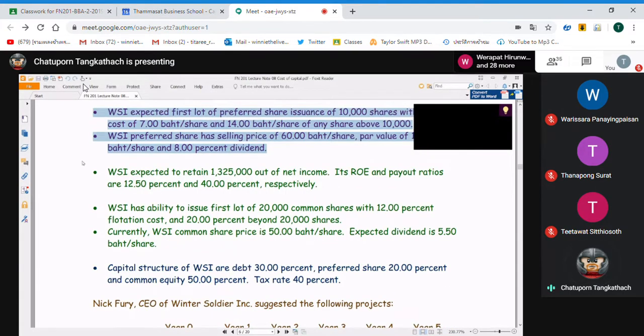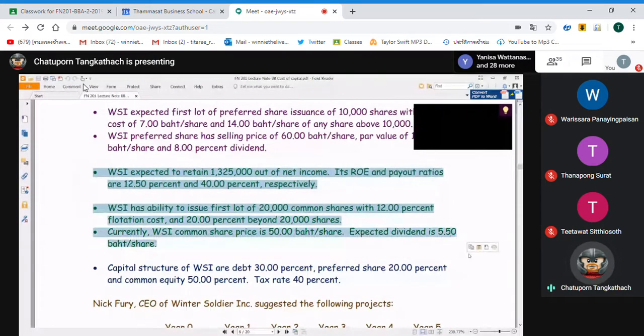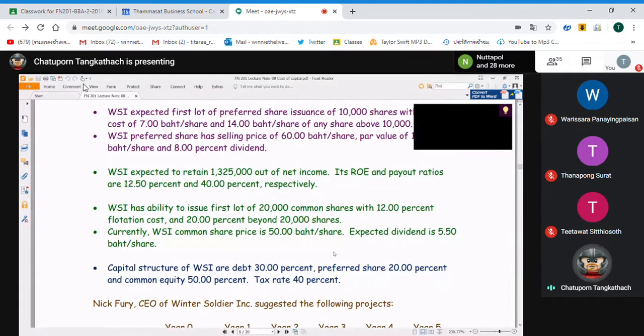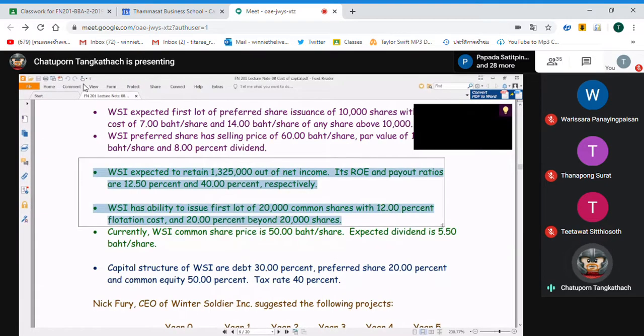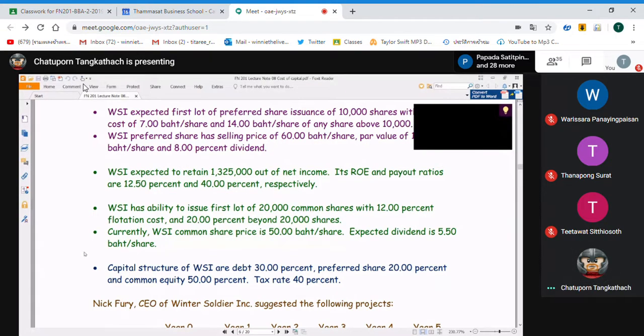After that, the next part here, this is the data for common share. 3 bullet points here, the green letters here, okay? So you are going to calculate cost of retained earning and cost of new common share from these 3 bullet points. The last bullet point here, for the capital structure, weight of debt equal to 30% or WD 30%, you are given right away. For preferred share, 20%, this is WP 20%. And weight of equity, WE, 50%, tax rate 40%, which you are going to use later on, okay?